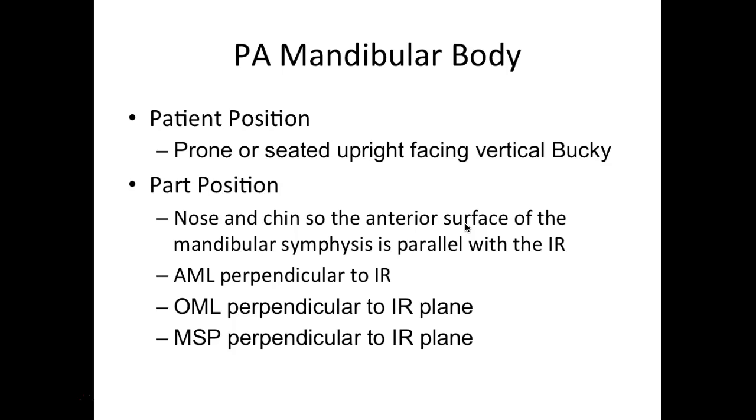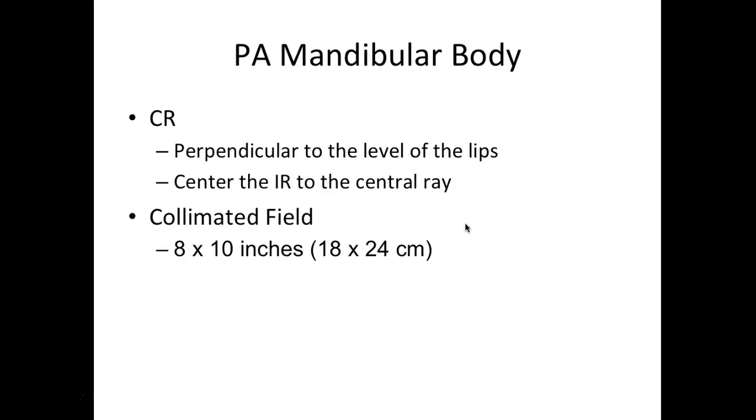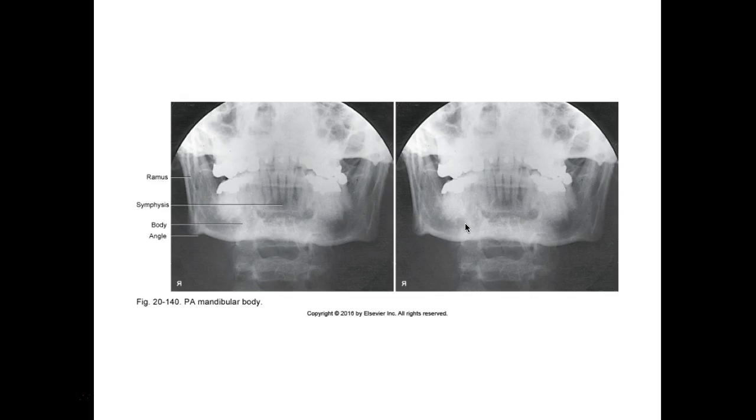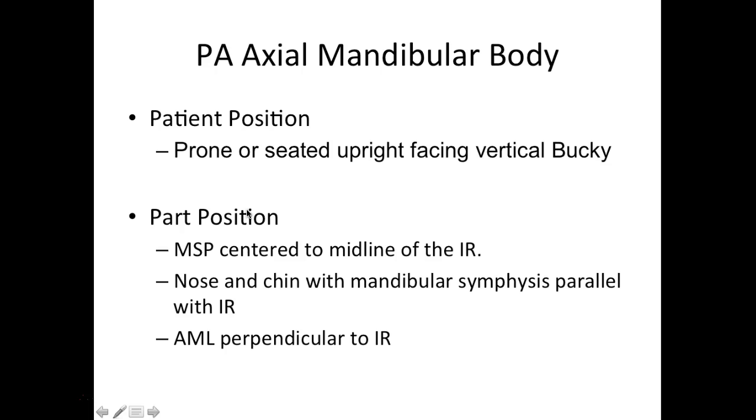So the AML is perpendicular to the IR, and the OML is perpendicular along with the MSP. So the central ray is perpendicular to the level of the lips, and you're going to center, of course, the IR and the central ray. And you're going to collimate to the mandible. So this is the position here. You've got your acanthomeatal exiting the lips, and you can see that we can see the body really well. You see how we don't see the ramus really well, but we see the body fantastic.